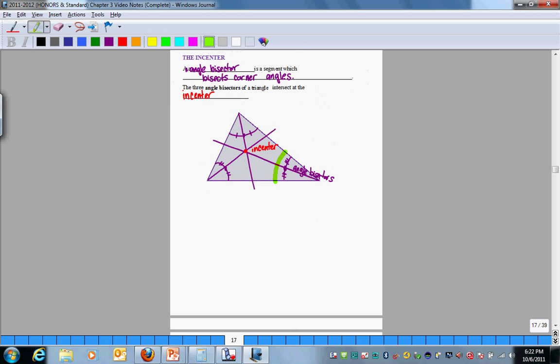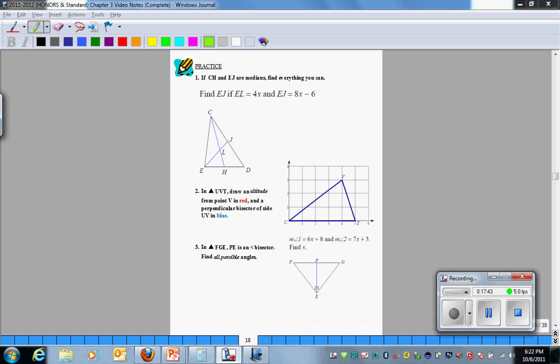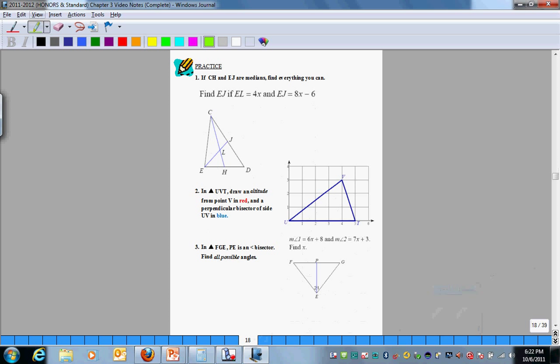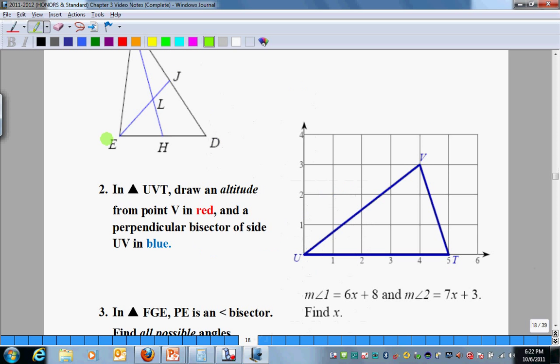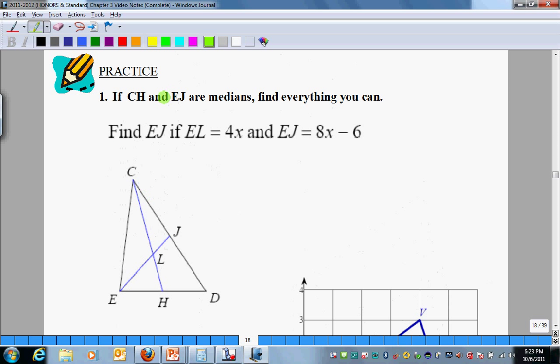Let's do a 3-problem application of this information. We are told that CH and EJ are both medians, which means H must be a midpoint and J must be a midpoint. Find anything and everything you can. We know that from the centroid to here, this is 2 times as much as from there to there.